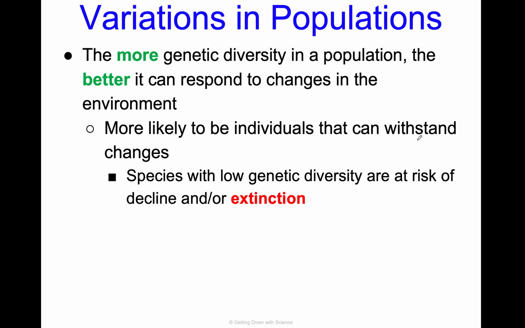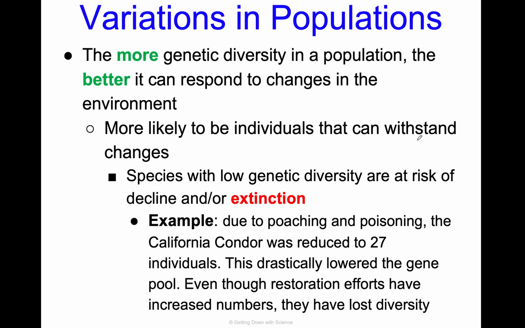Species with low genetic diversity are at risk of decline or, at worst, extinction. So, for example, this is actually interesting because the California condor has made a resurgence in the past few years. Due to poaching and poisoning, the California condor was reduced to 27 individuals. This drastically lowered the gene pool. Even though restoration efforts have increased the numbers, they have lost their diversity. I think California condors now are up in numbers. But yes, 27 individuals is too small for a population.